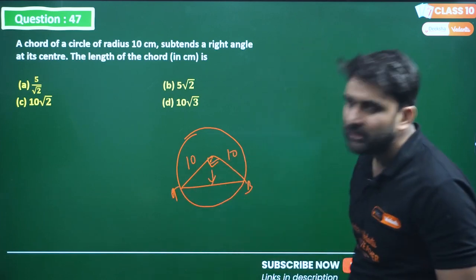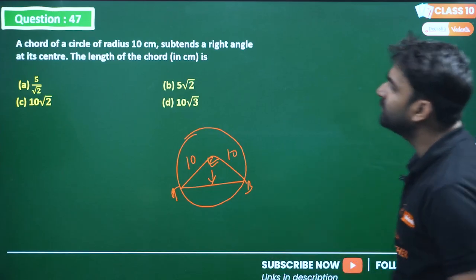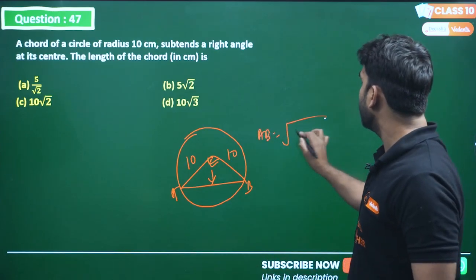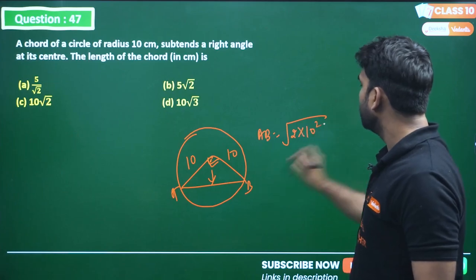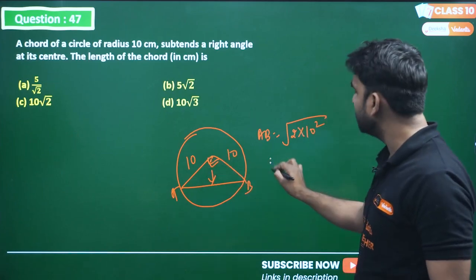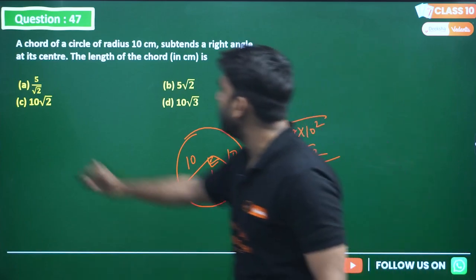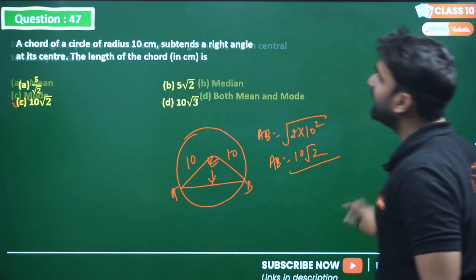This is the hypotenuse, so we can use the Pythagoras theorem. Hypotenuse will be equal to under root 2 into 10 square, perpendicular square plus base square. So 10 can come out. So 10 root 2 is the correct answer, option number C. Moving to next question 48.